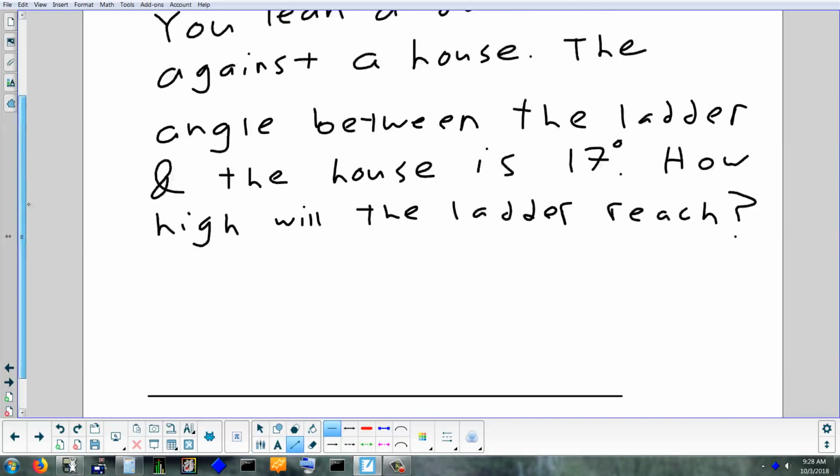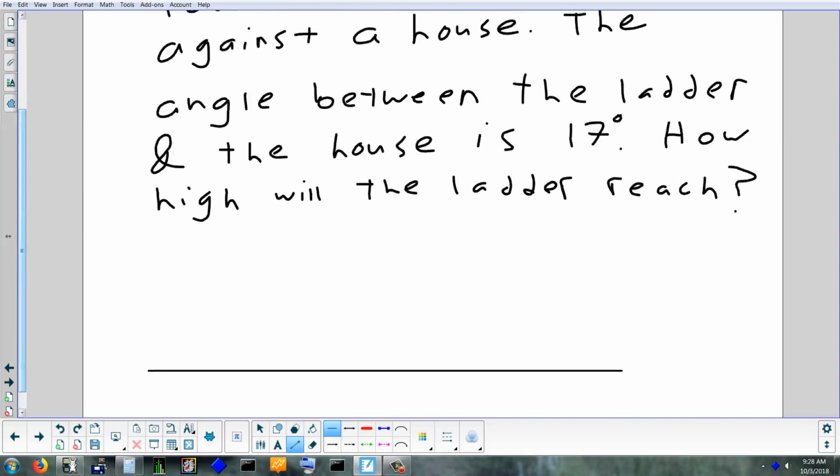What else do I need to draw in this problem? Yep. You draw the angle in between the ladder and the house. So he said two things. I need a ladder and I need a house. And if I draw a ladder and a house, the angle will be drawn automatically.